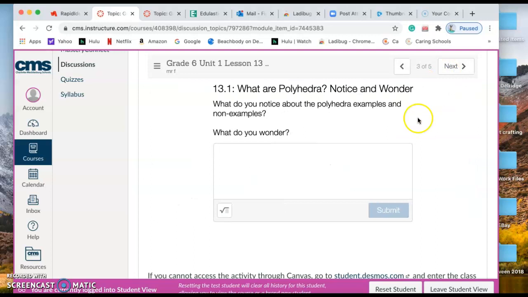Okay, so we moved along. What are polyhedra? What do you notice and wonder? You're going to type that response in. I think a polyhedra is this. I tried giving you my best adult version answer. You guys put in what you think they are as a kid. So they're enclosed, flat-sided figures. I'm trying to hook you up there and give you some guidance.